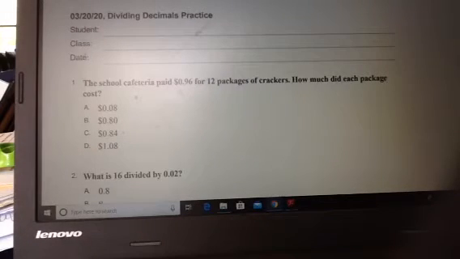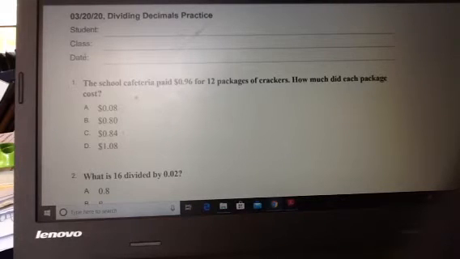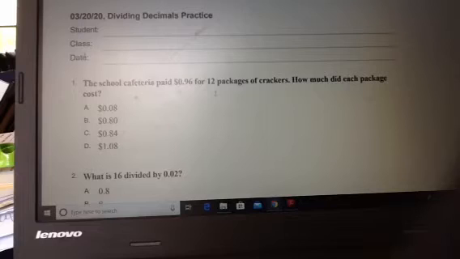So the first one says the school cafeteria paid 96 cents for 12 packages of crackers. How much did each package cost? Okay, so the first common problem is students are not putting the numbers in the correct spot. So we're either going to be splitting up this 96 cents or we're going to be splitting up the 12 packages. Well, it looks like they're asking how much did each package cost.